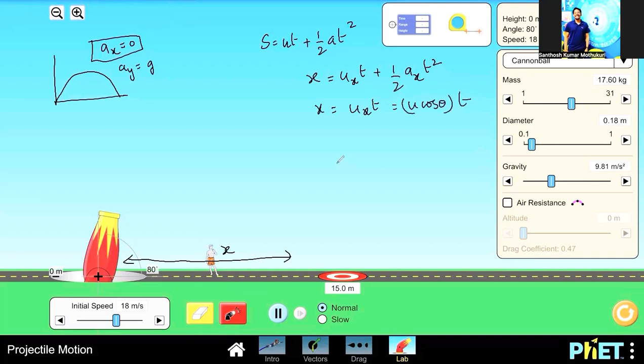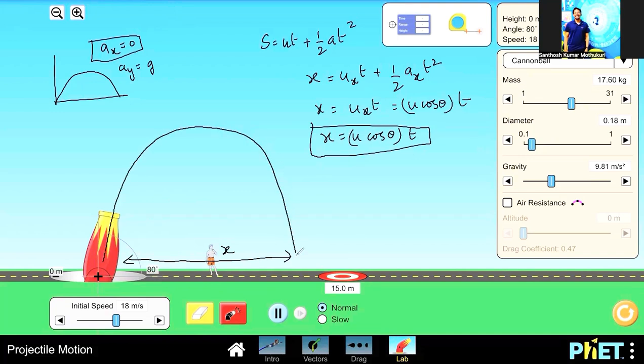Let us try to figure out, would this be enough for us to find out the horizontal distance? Look at this. Do we have everything to find out the horizontal distance? U, we have initial speed 18, angle we have 80 degrees, cos 80, but we are stuck with t. I do not know what t is. So what do you do? Imagine that this projectile has gone from here to here. First, my target is to find out the time.